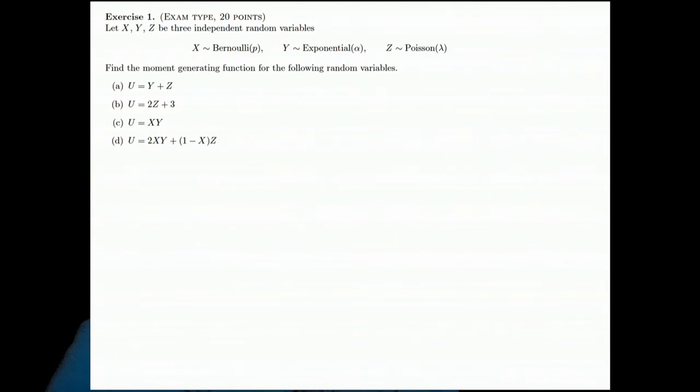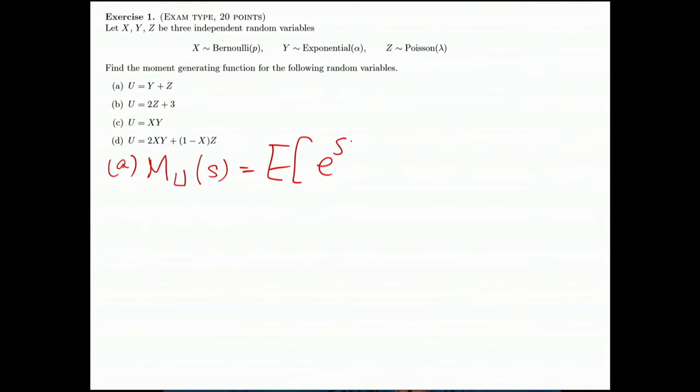Now we are doing an exercise for the moment generating function. First, I have the random variable U equals Y plus Z, and I want to find its moment generating function. So the moment generating function M_U(s) is the expectation of e to the sU. Now only U is a random variable here, and we know it's e to the s(Y plus Z).